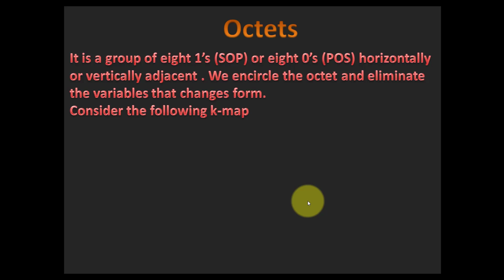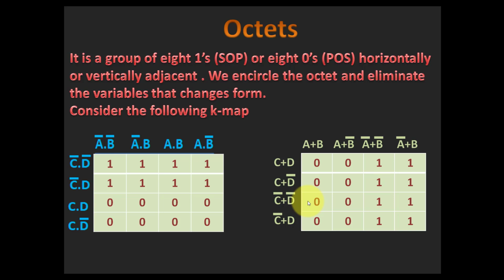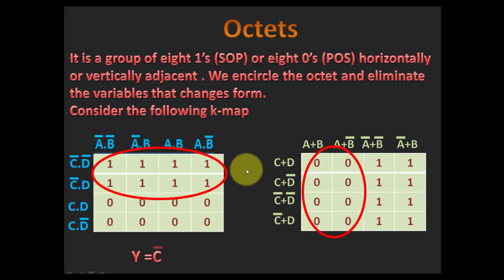We encircle them and eliminate the variables that change forms. So here, in case of SOP we have 8 ones, and in case of POS we have 8 zeros. We encircle them. In this entire octet, only C bar remains constant. A, B and D are changing, so we just have C bar.